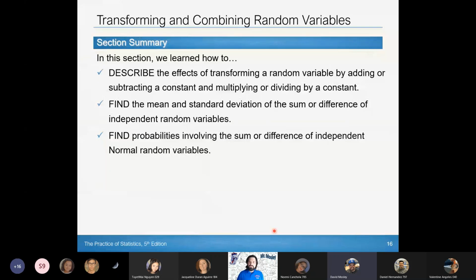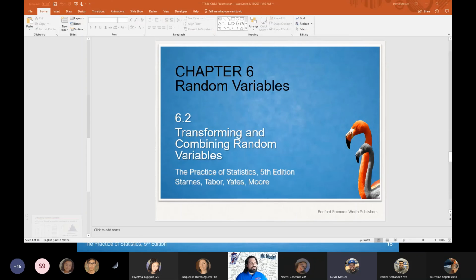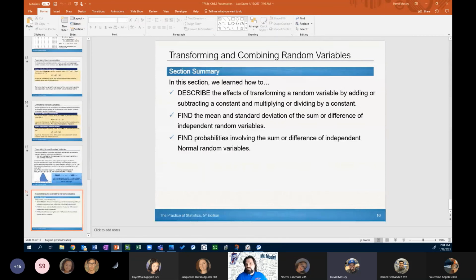Thus concludes section 6.2 on transforming and combining random variables. Today we learned how to describe the effects of transforming a random variable by adding or subtracting a constant and multiplying or dividing by a constant. We learned how to find the mean and standard deviation of the sum or difference of independent random variables, and we learned how to find probabilities involving the sum or difference of independent normal random variables. That was today, and that is the presentation.